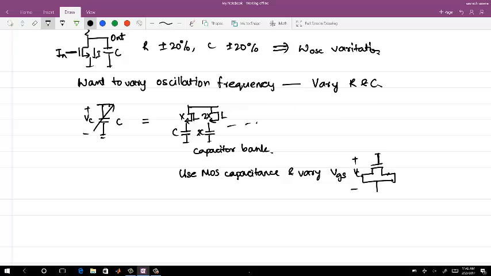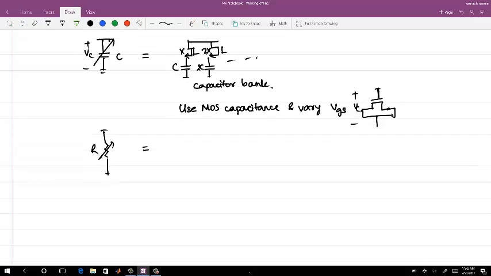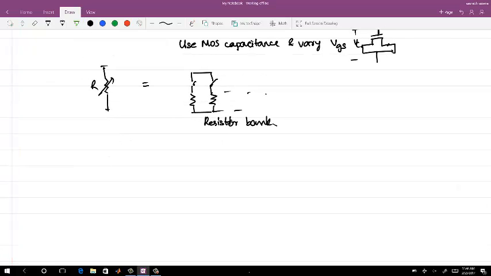Okay. The other thing to change is R, and the way you can vary this R is again you can use a resistive bank. So with a switch, this is a resistor bank, and if you are using this, you need a digital control. The other thing is to use a MOS resistance.